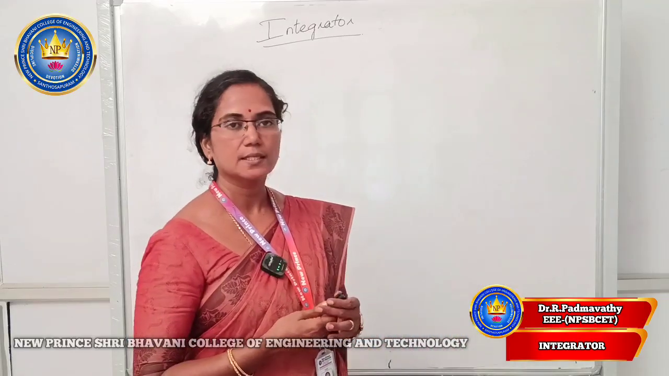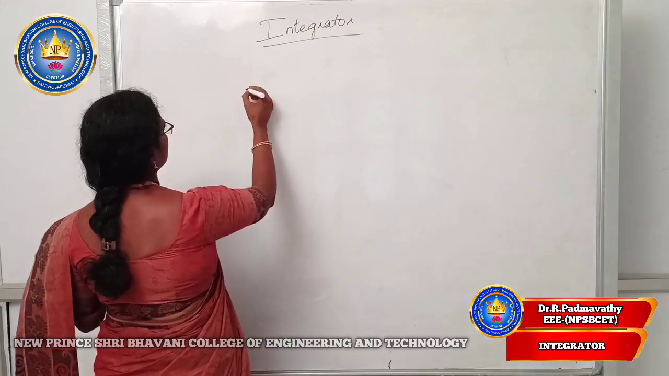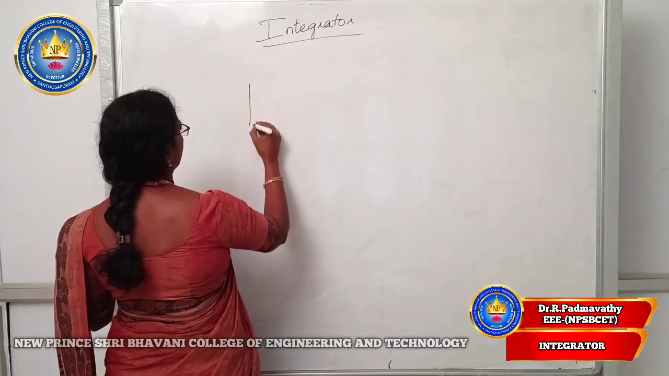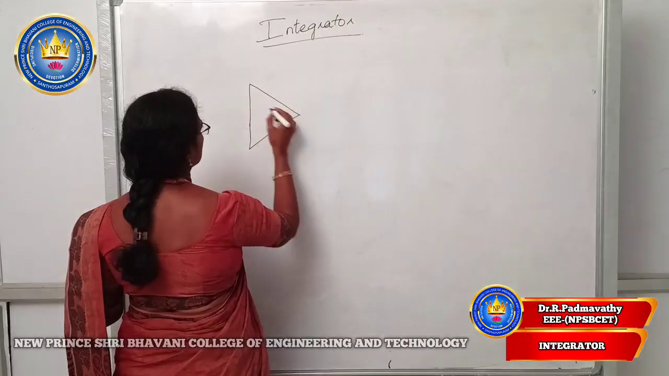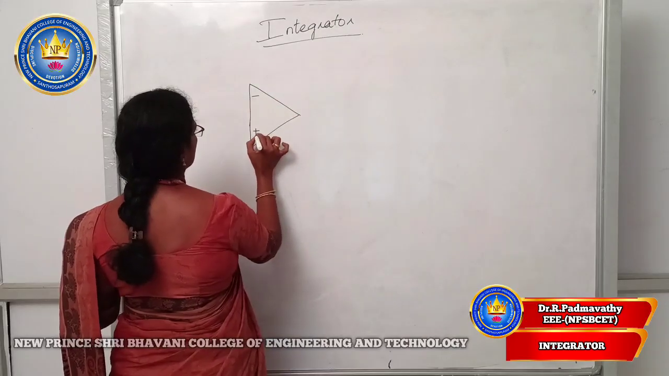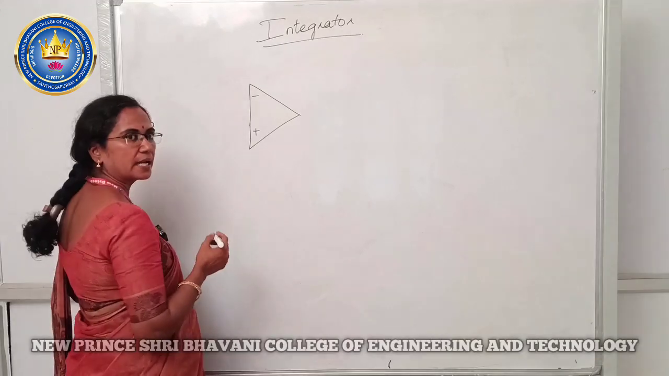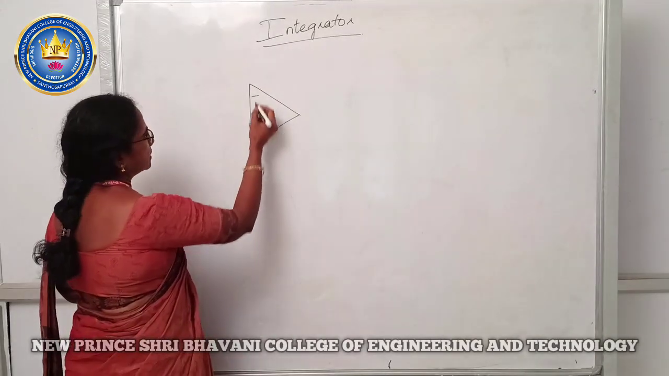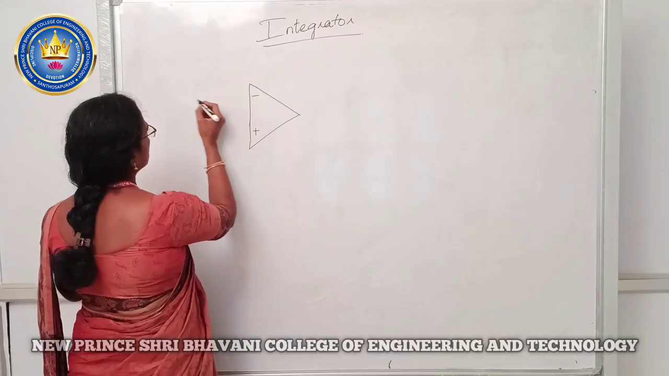Let us see the circuit diagram of an integrator circuit. Using an operational amplifier, we are constructing the circuit for integration. So, we have two input terminals in the operational amplifier IC741. This is the inverting input terminal and this is the non-inverting input terminal.